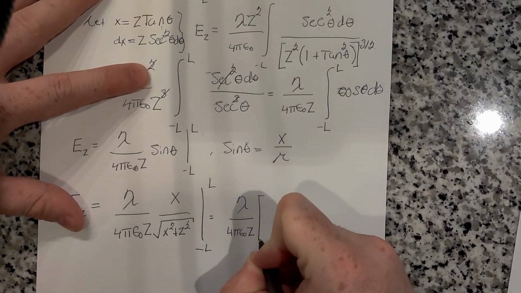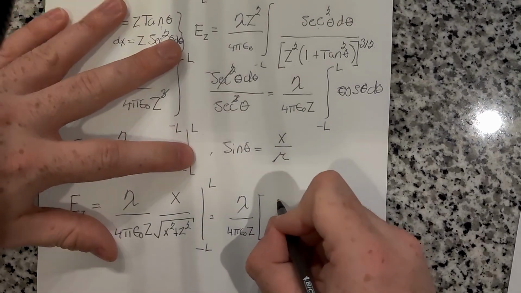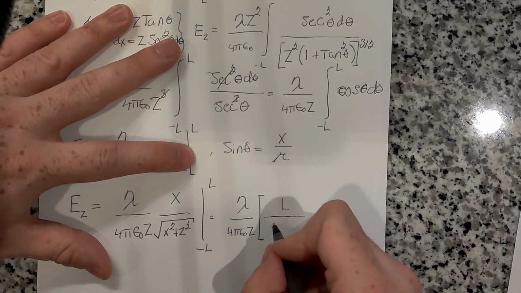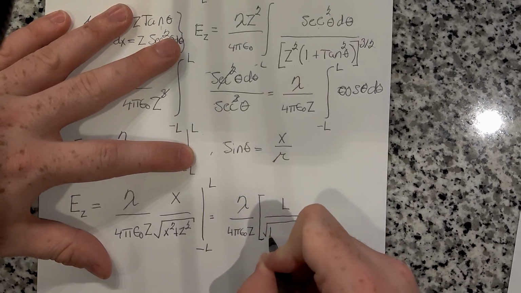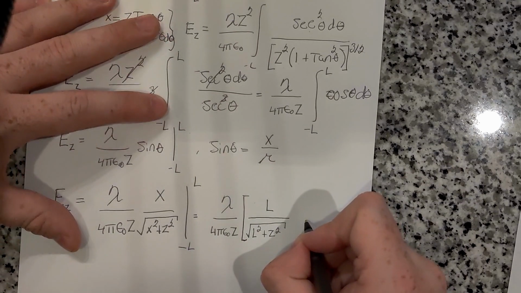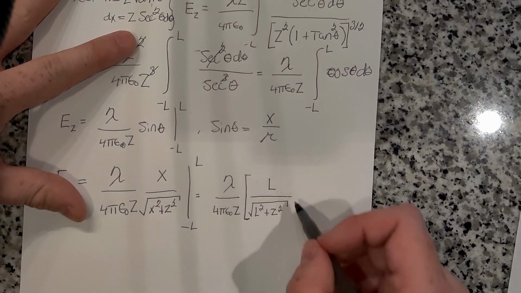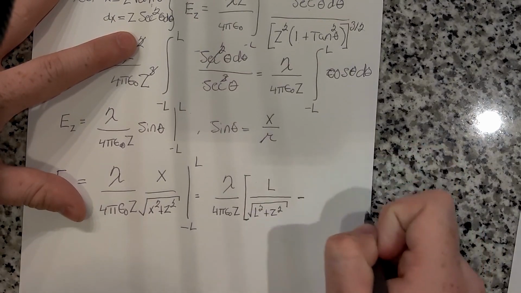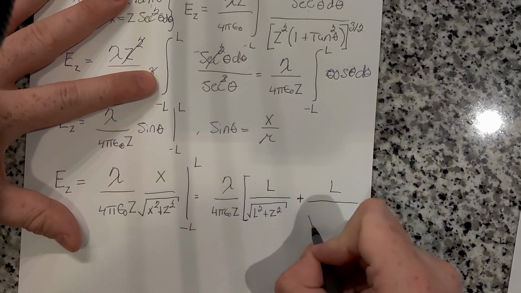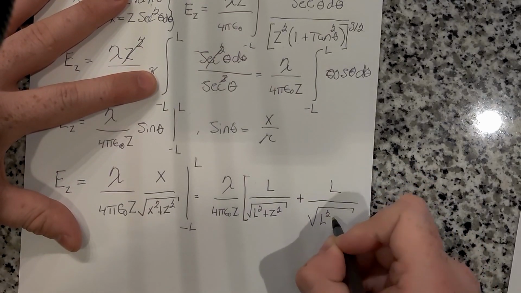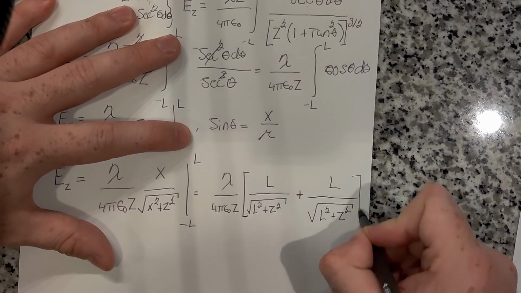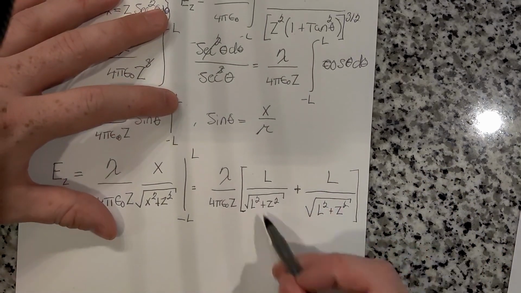And then once we evaluate our bounds, we'll have L over the square root of L squared plus z squared. And we have a minus, but we're also evaluating at minus L, so we have a minus L over this, so it's actually going to be a plus, and it'll end up being the exact same term. Minus L squared is positive L squared. So these are the same terms, so it's just twice of this.